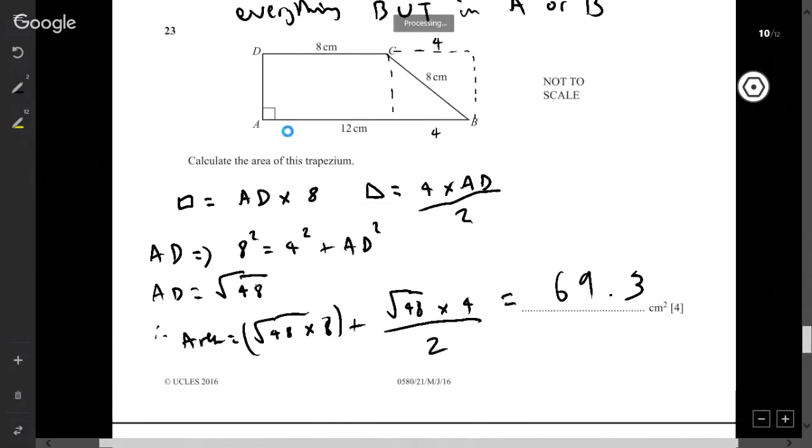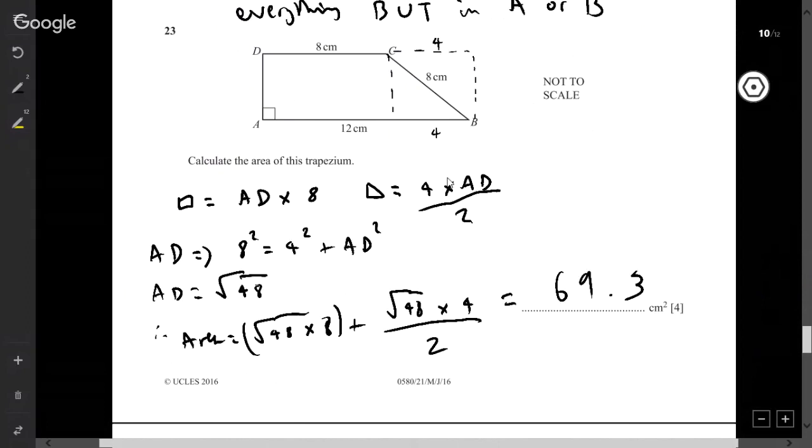Okay, 23. Calculate the area of this trapezium. So what I've done here is I've sectioned this into a rectangle and this into a triangle to make things a bit easier. To find the rectangle, we need to know this length, AD, and it's going to be AD times 8. The triangle is going to be 4, as this is 12 and this is 8. We know that this is 4.